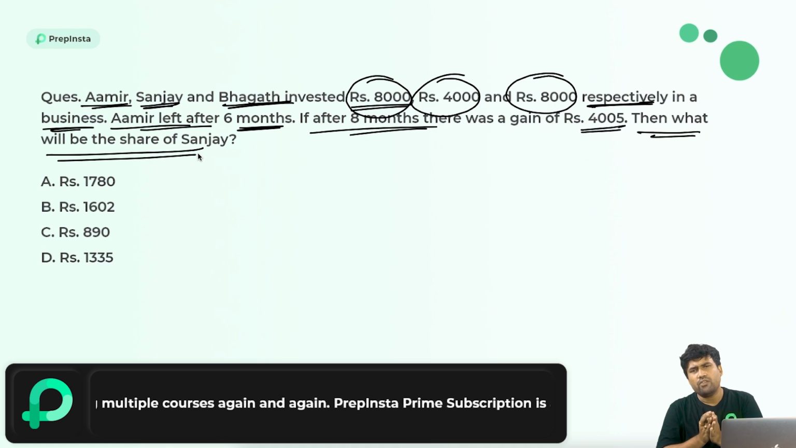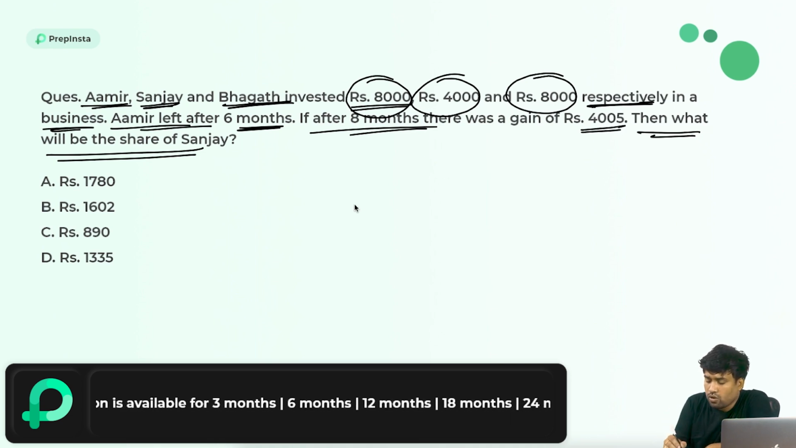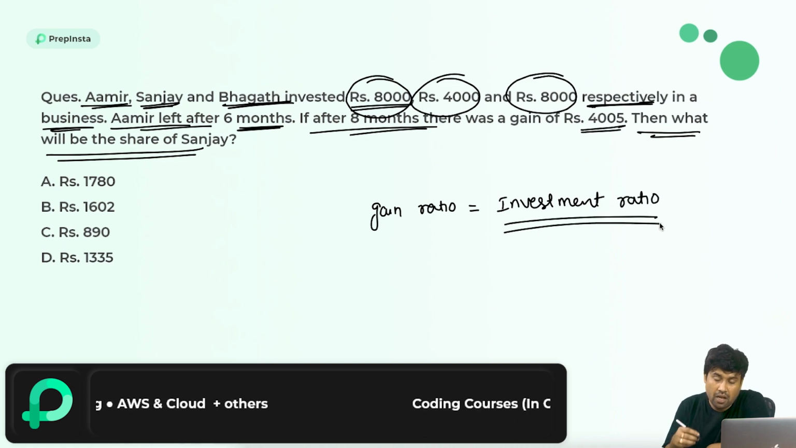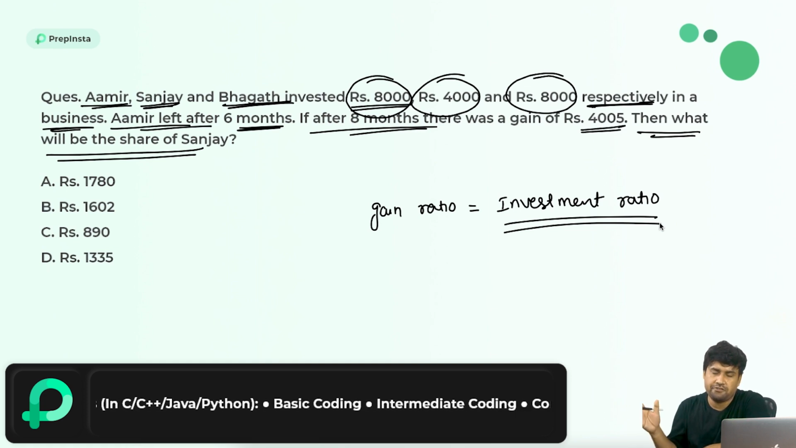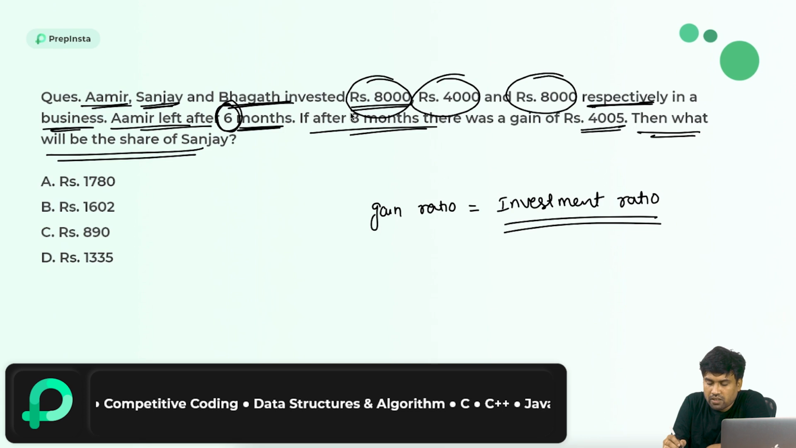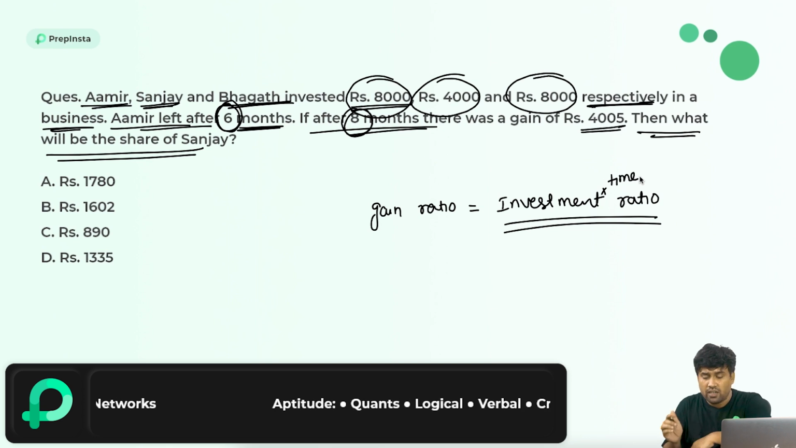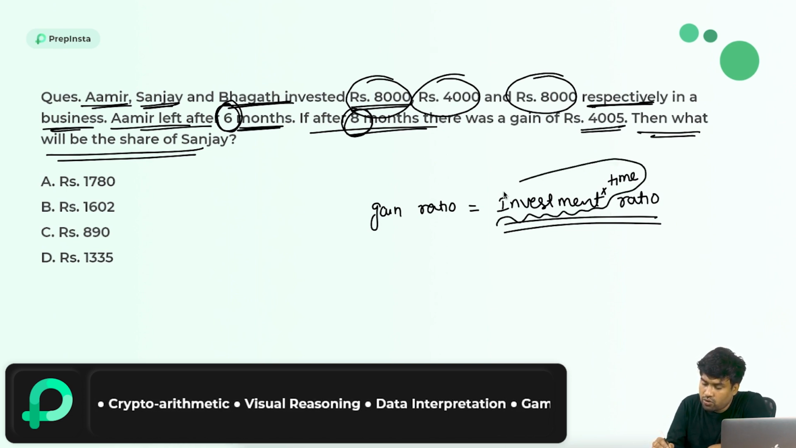Just look at here guys. Whenever we have partnership related problems, we always know the profit or gain ratio is always equal to the investment ratio, right? So first you need to find the investment ratio. But whenever the time slots are different, for example, one person staying for 6 months, other two persons staying for 8 months, then in order to find the proper gain ratio, you have to take the investment into time ratio. If the time is common, you can directly take the investment ratio. But if the time is different, the formula is investment into time ratio you need to consider.